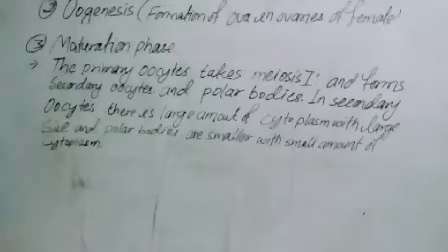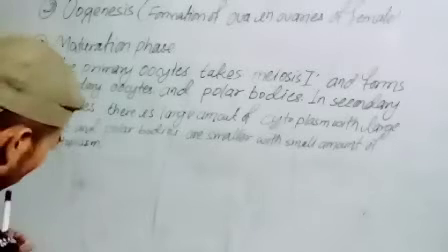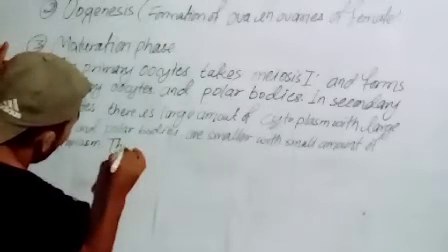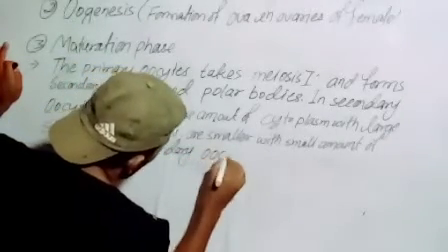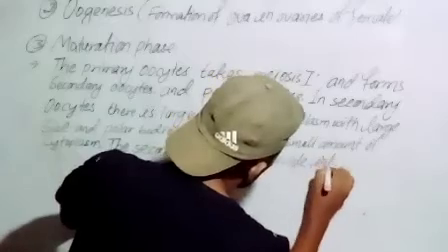Okay, that polar body is also divided into another two polar bodies. Okay, remember it, that secondary oocyte. I'll write here the secondary oocyte, and the secondary oocytes divide into two types.